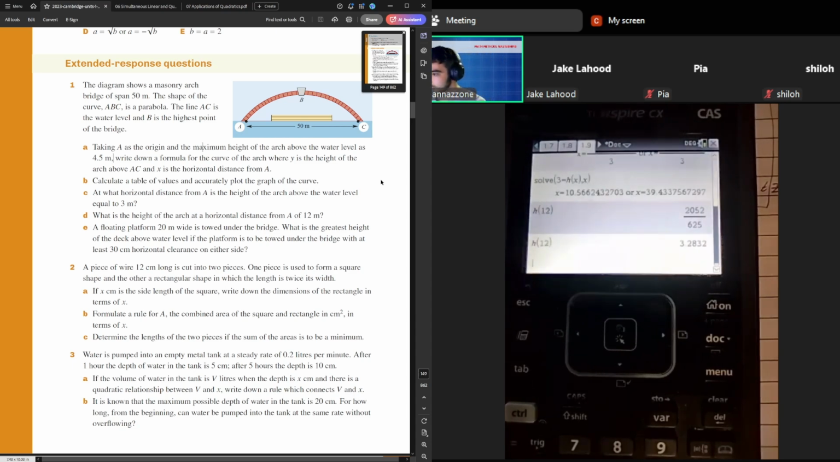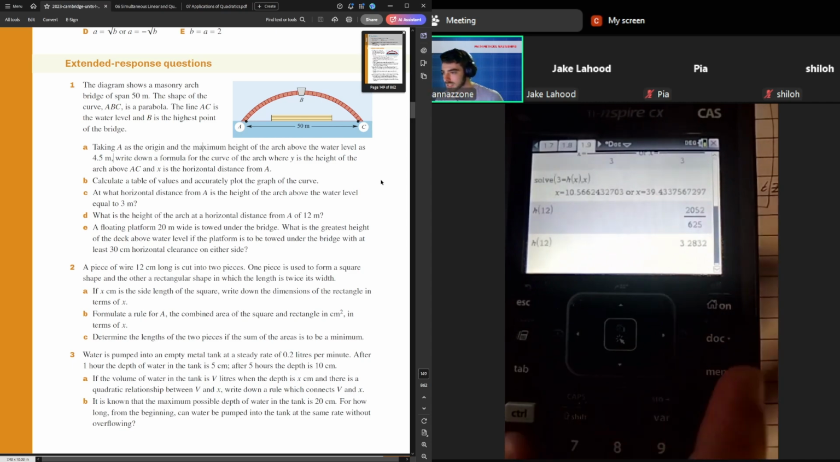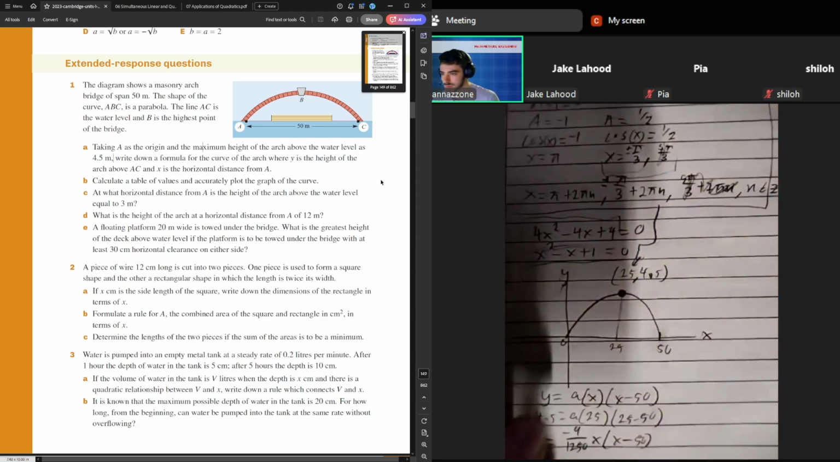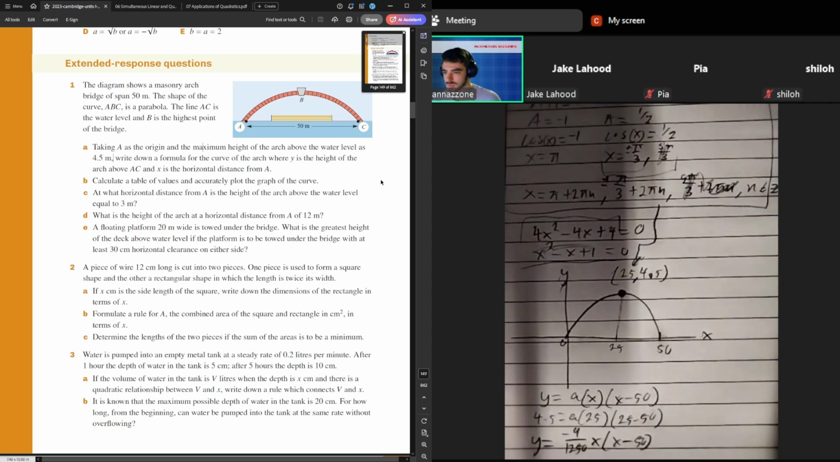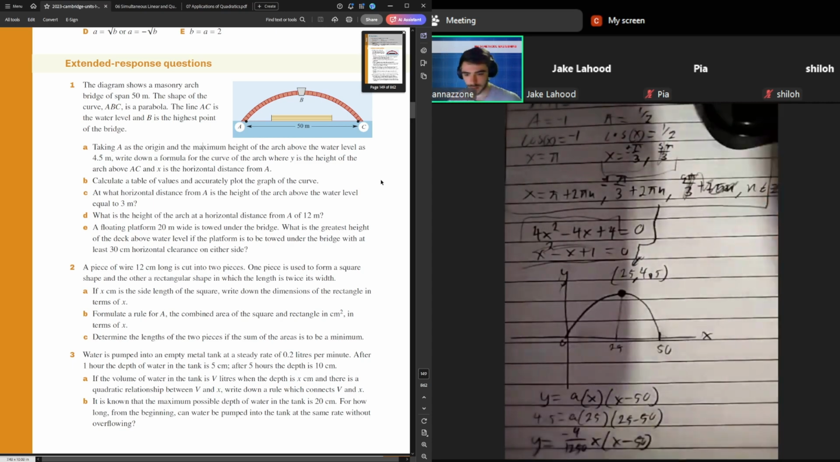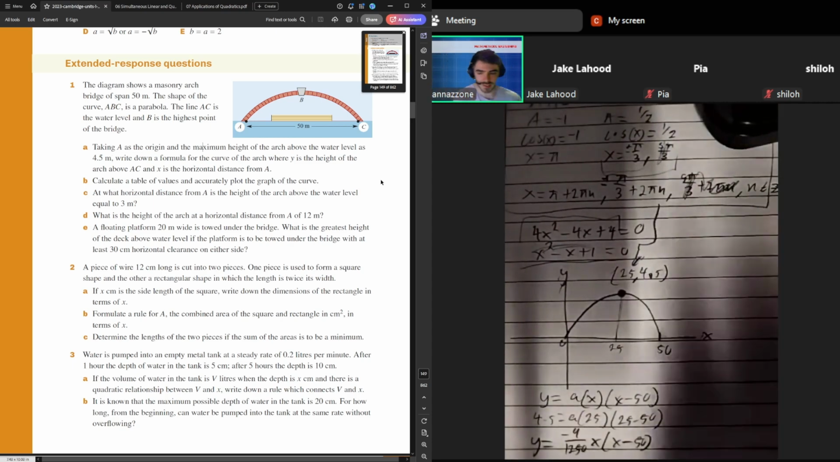Okay, now this one, I remember going through this before in a previous class. This one was tough. So part E, we have a platform that is 20 meters wide and it's being towed under the bridge. What is the greatest height of the deck above water level if the platform is towed with at least 30 centimeter horizontal clearance either side? Now, that's a lot of words. What does that actually mean?